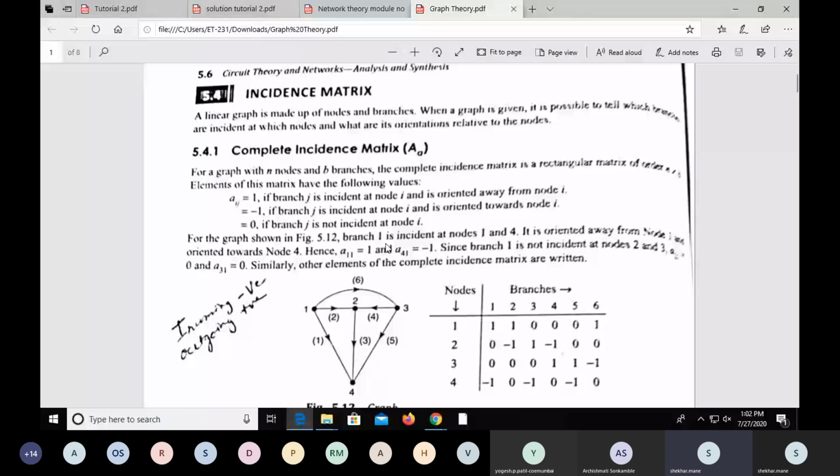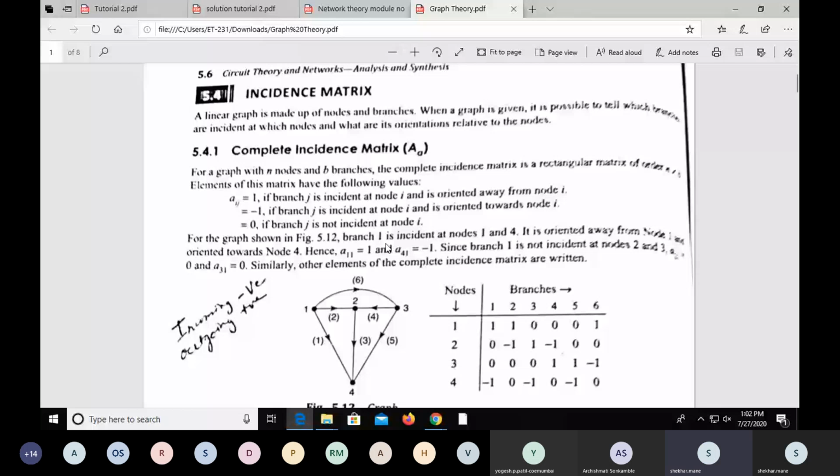Now let's see what is the meaning of this incidence matrix. A linear graph is made up of nodes and branches. When a graph is given, it is possible to tell which branches are incident at which nodes and what is its orientation relative to the nodes. From that, we can write the complete incidence matrix and the reduced incidence matrix.